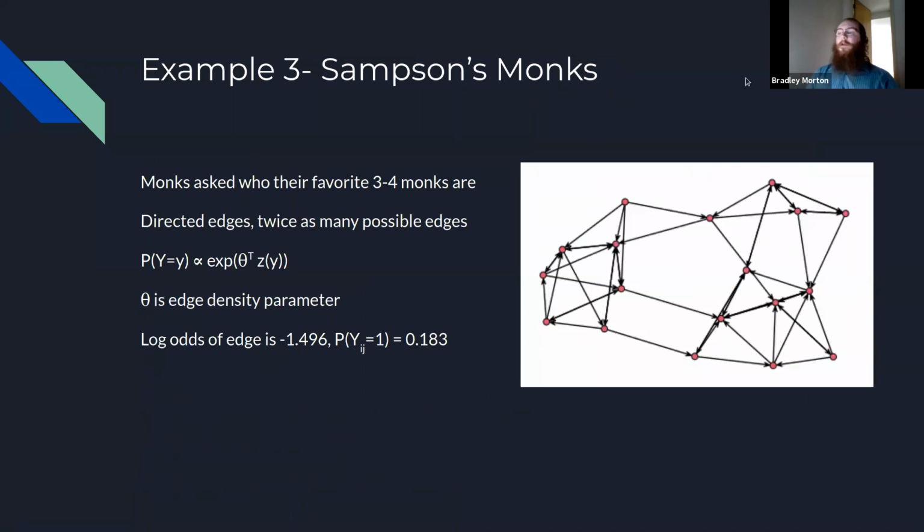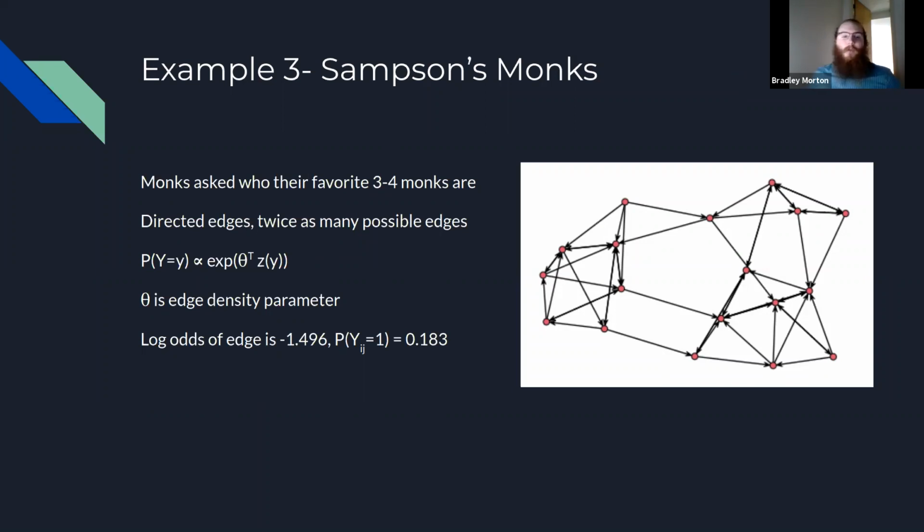And for the third example, we've been looking at the Sampson's monks data set. Sampson was a researcher who was polling monks on who their favorite other monks were in the monastery in 1969. There ended up being 3 different sets of observations taking place at different stages of political drama within the monastery. This comes from the third observation. And here, now that monks are being asked to pick who their favorite monks are in the monastery, edges are now directed, which means that we have twice as many possible edges.